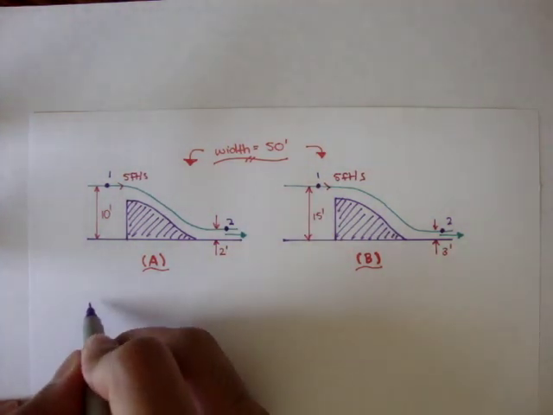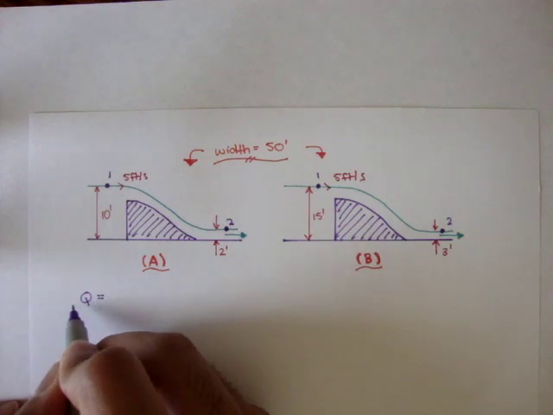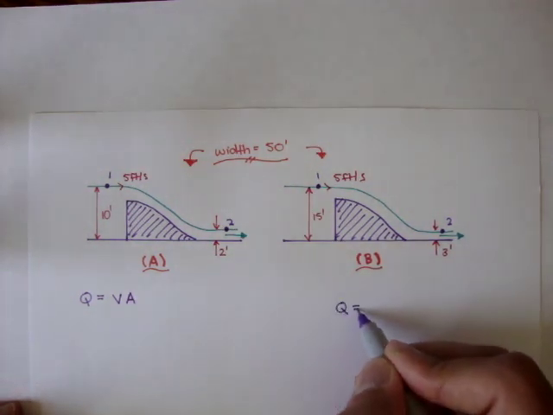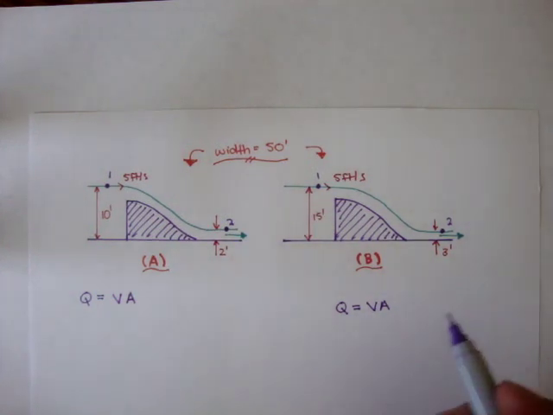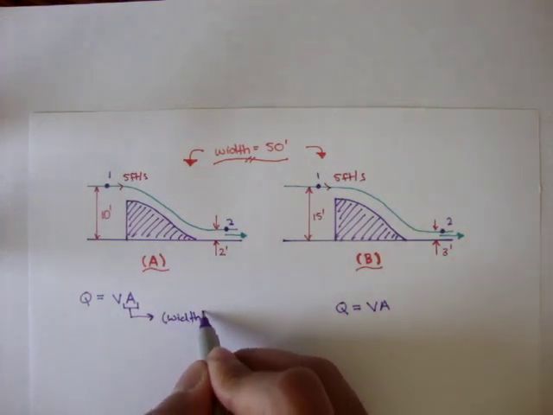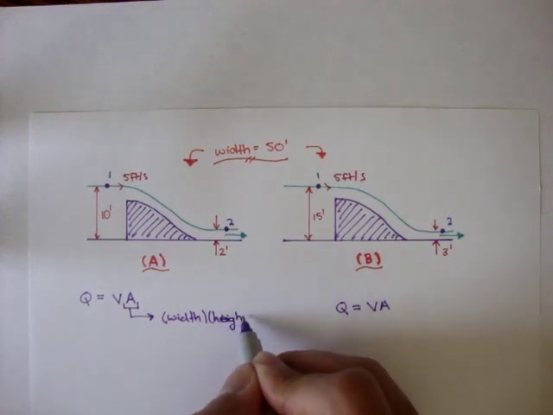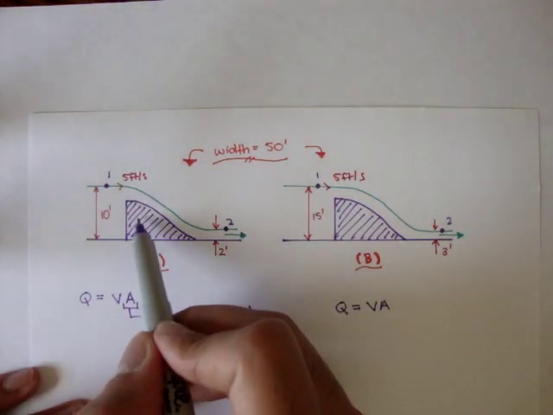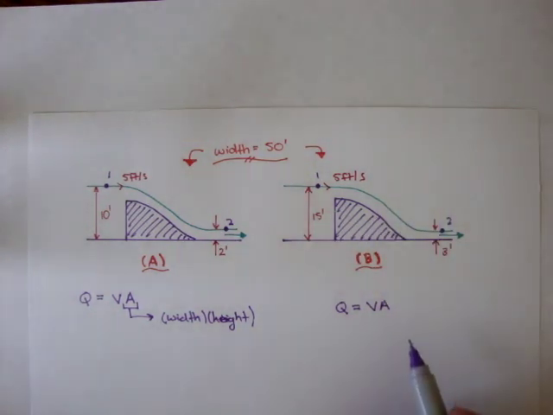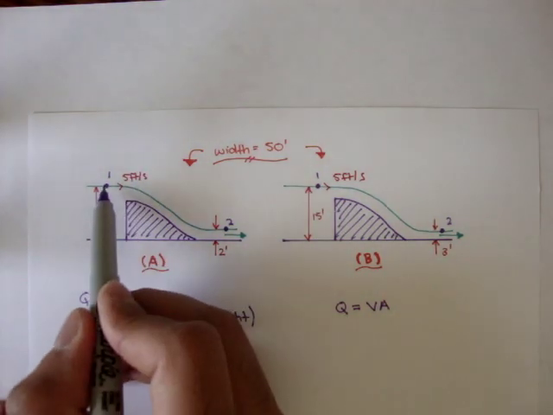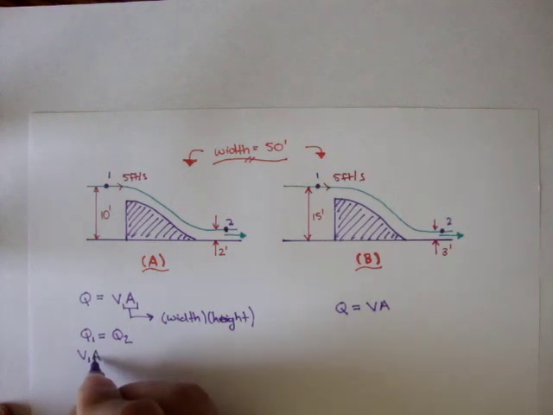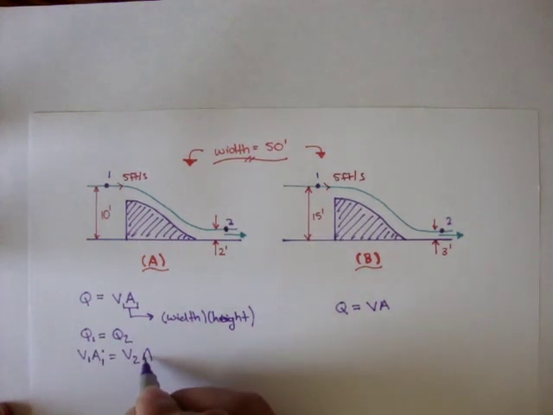And you know from previous examples that the volumetric flow rate is equal to the velocity times the area, right? Q is equal to VA. And the area is equal to the width times the height. The width of both these channels is 50 feet, so it's 50 feet into the camera or out of the paper. And you know from continuity that the flow rate at 1 should equal the flow rate at 2, so Q1 equals Q2, or V1 A1 equals V2 A2.